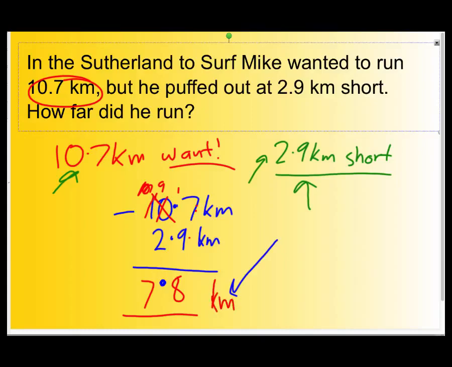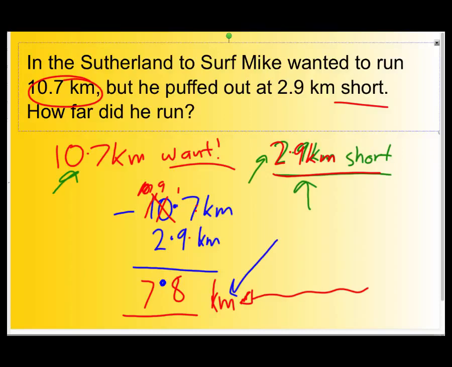That's how short he was. No, that's wrong. Sorry, it's not how short he was. He was 2.9 km short. My mistake, guys. But this is actually how far he ran. He ran 7.8 kilometers. That's how far he ran.